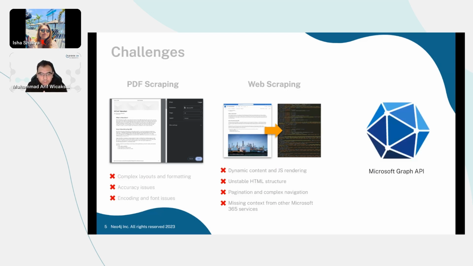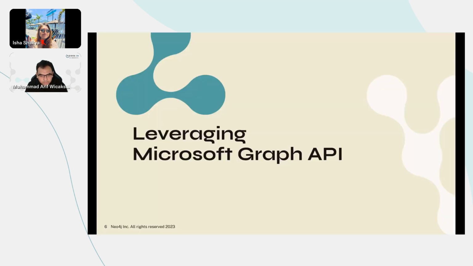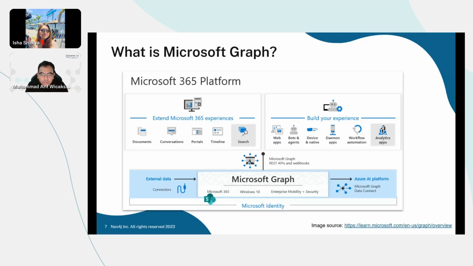But I argue that there is a better alternative to get the site content, that is by using the SharePoint API provided by Microsoft Graph. So what is Microsoft Graph and how can we use it? Microsoft Graph is the gateway to data and intelligence in Microsoft 365.